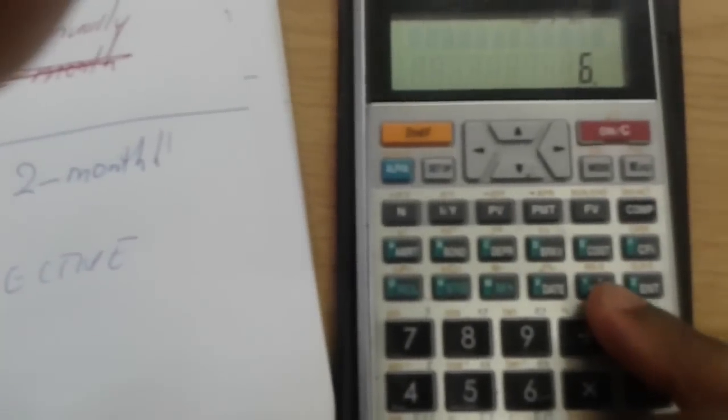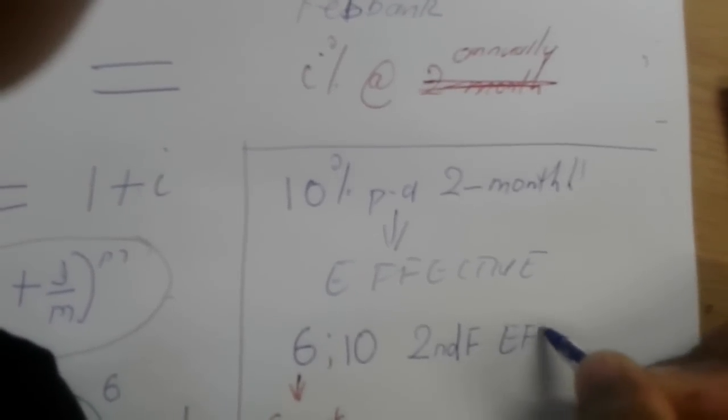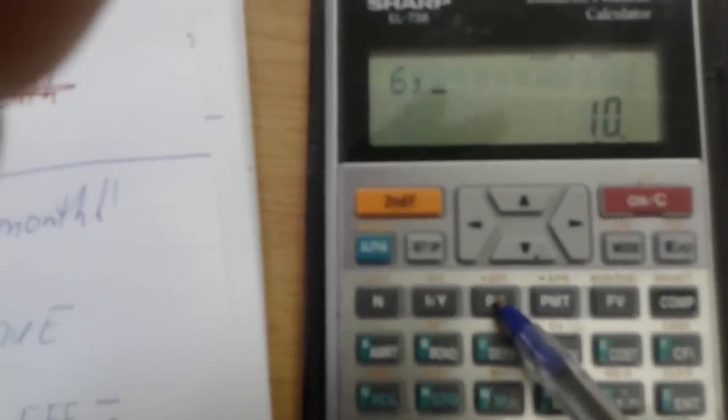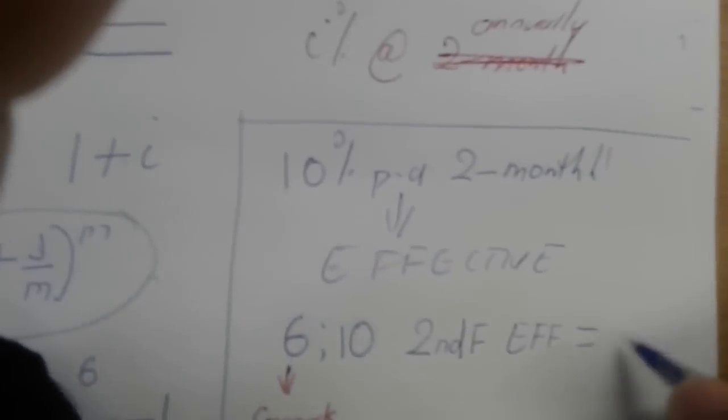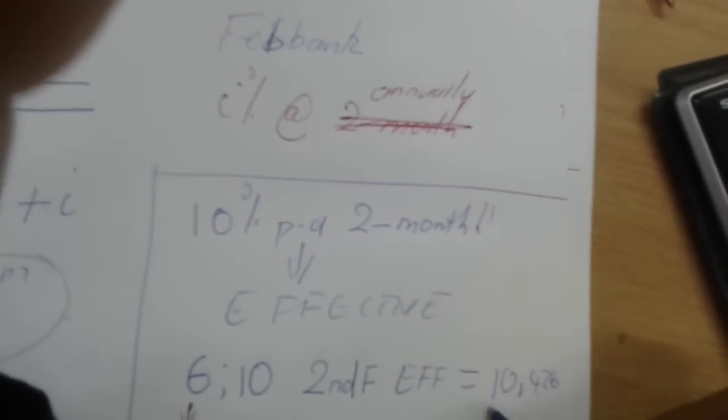6 compounds. And then you press the XY button. There's the XY button. Then you press your rate, which is 10. Then you go second function, EFF. Now let's look for EFF. There it is on the PV. So we now say second function, EFF. And there you go: 10.4260.